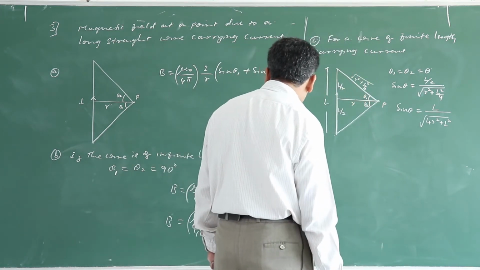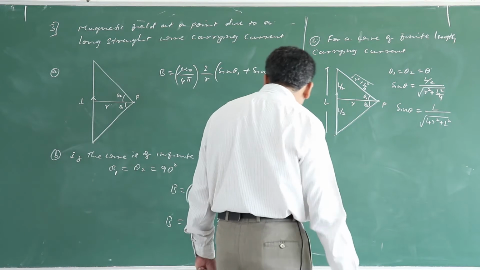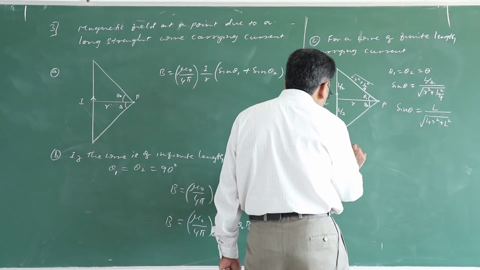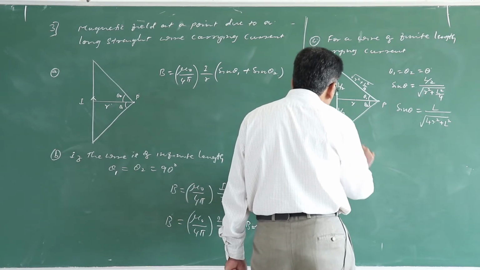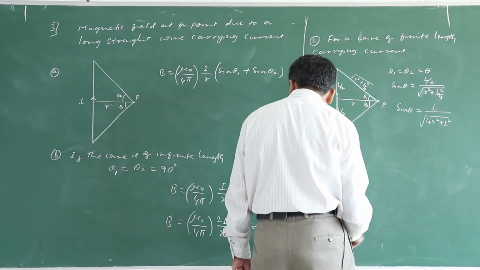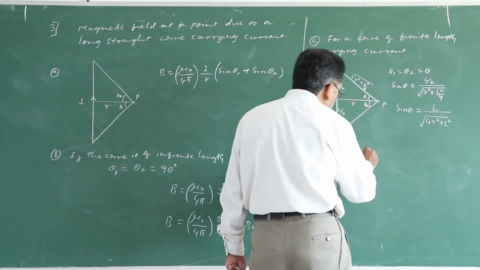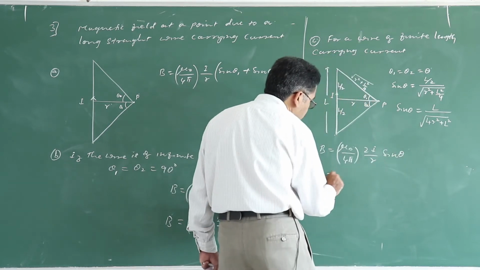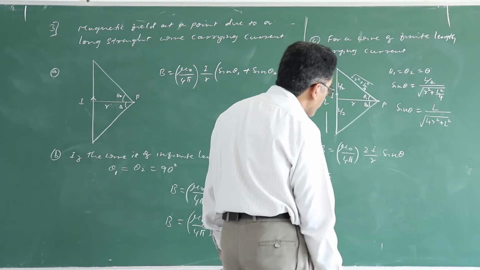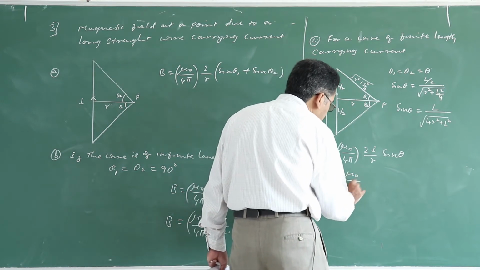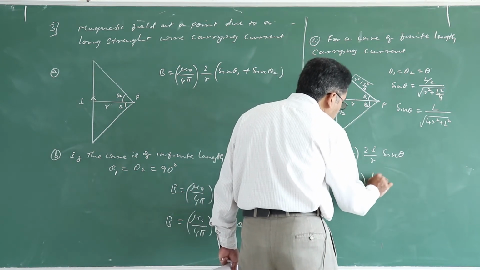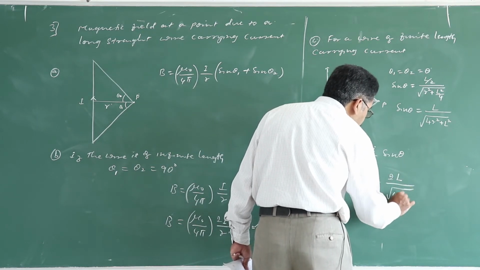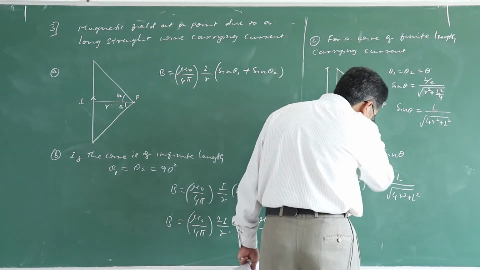You just substitute in the equation B is equal to mu naught by 4 pi, if I is the current, 2I by r into sin theta. So B is equal to mu naught by 4 pi, I by r, 2L divided by root of 4r square plus L square.